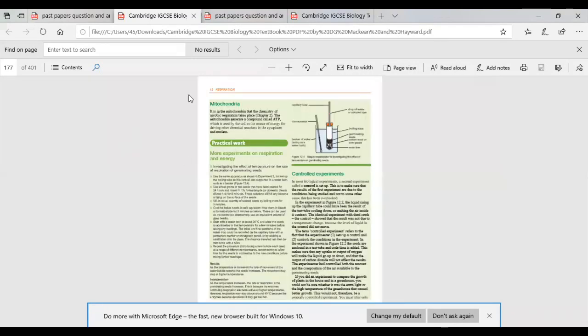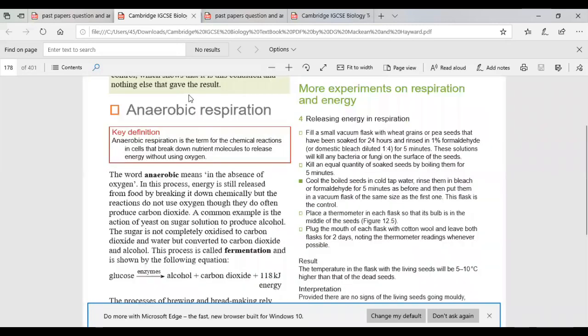Anaerobic respiration means, as we said, the chemical reaction in cells that breaks down nutrients without oxygen. That is anaerobic respiration. But what about the equation of anaerobic respiration? It's in front of you now. What is the equation of anaerobic respiration?